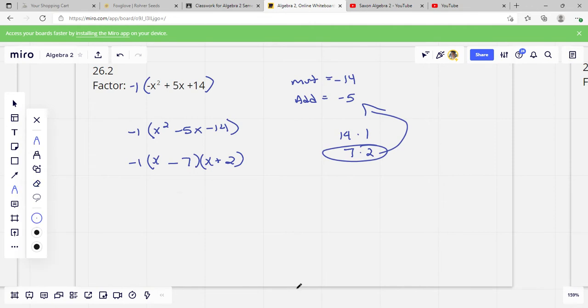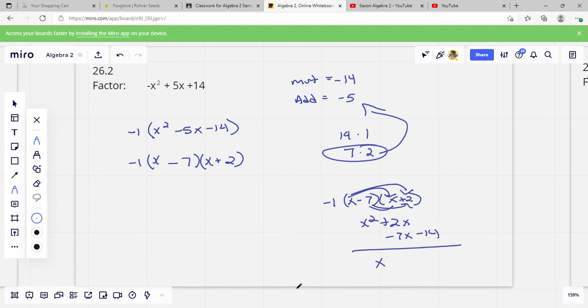And to double check, right, all I have to do is say, okay, I could rainbow this, so I could say negative 1 times x minus 7, x plus 2, and then I could rainbow the whole thing. And then that would be minus 7x, and then 7 times 2 is 14, positive 14, no, that's negative 14, and then I just add those, minus 5x.